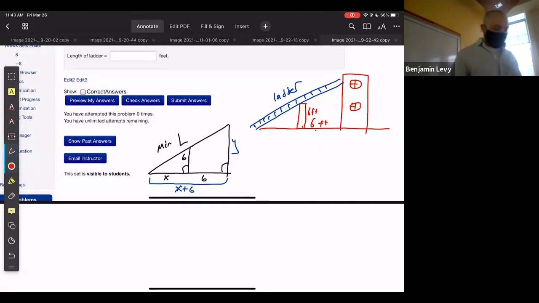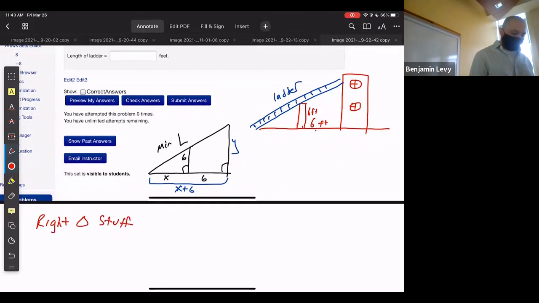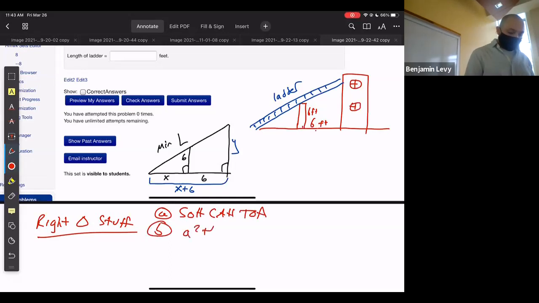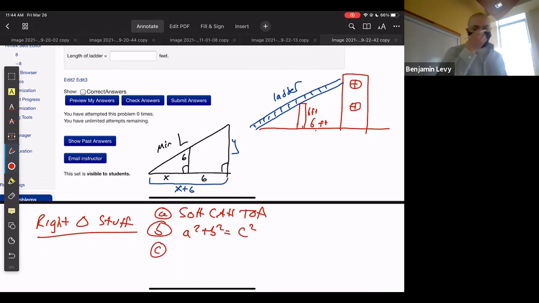All right, so anytime you have a right triangle, there are three things that come up a lot. Either SOHCAHTOA, or a squared plus b squared equals c squared, right? The Pythagorean theorem. And the third is similar triangles. Are you familiar with similar triangles?